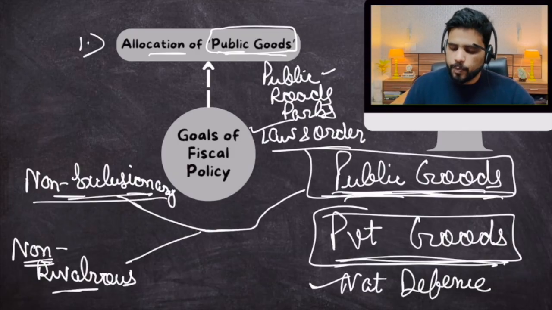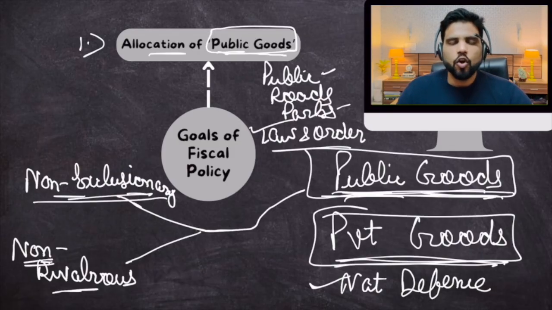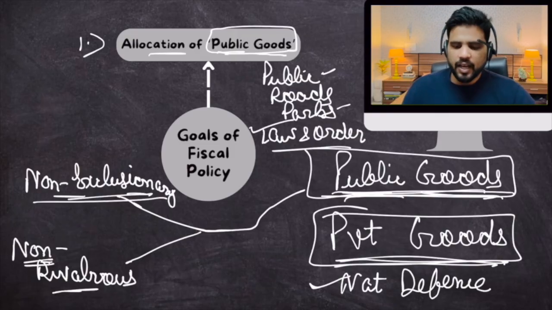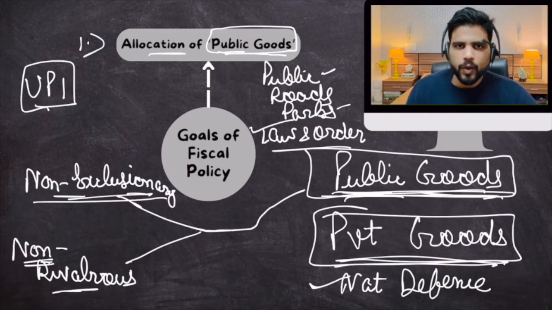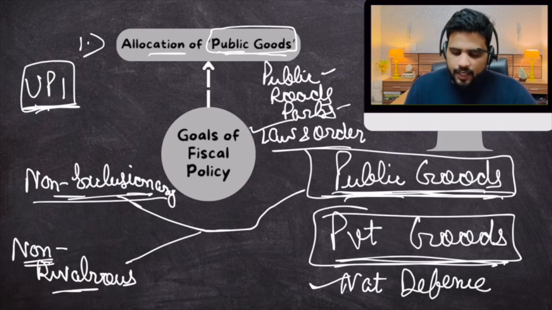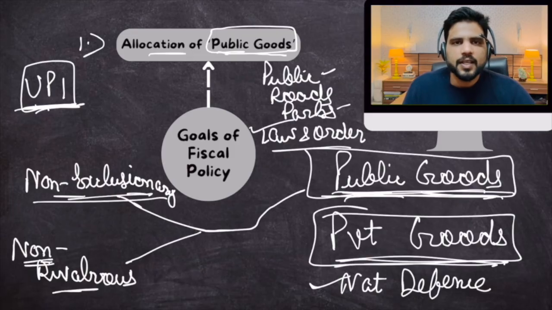And roads, bridges, railway tracks, all these are examples of public goods. There are other examples of public goods also. Government created UPI. It is a software, okay? But this UPI is available for all. Everyone uses it, right? So this is an example of public good, public infrastructure basically. Make sense? So these are public goods.